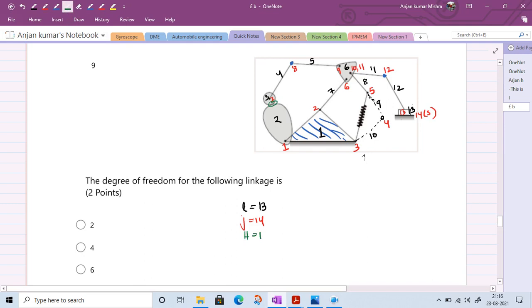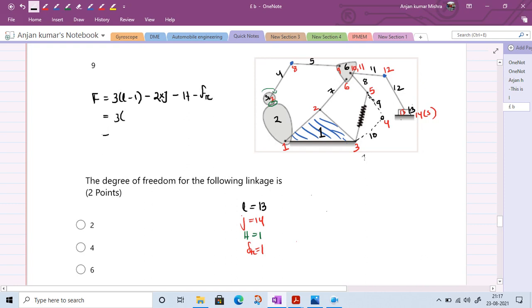As you can see, this disk is rotating about its center, so the rotation of this disk will not affect the relative motion of the mechanism. So we have one redundant degree of freedom, that is Fr is equal to 1 here. So now we can calculate the degree of freedom of this mechanism. Here I am calculating F is equal to 3 into (L minus 1) minus 2J minus H minus Fr.